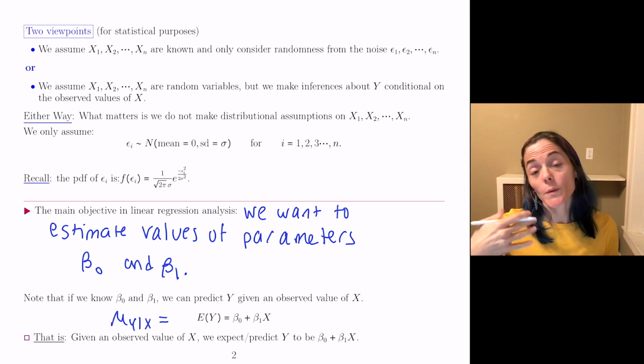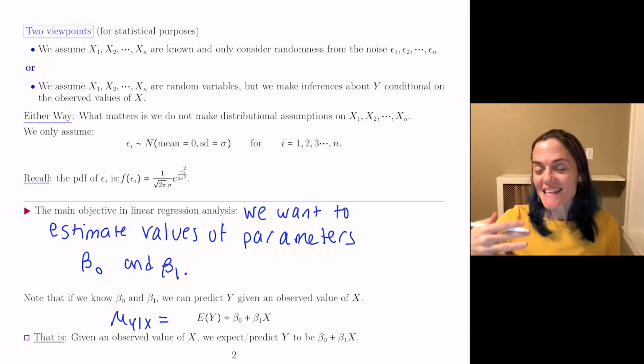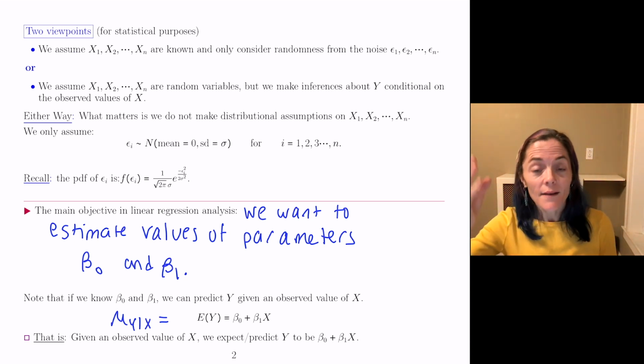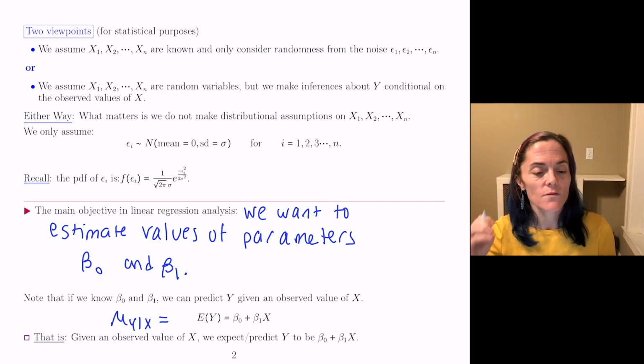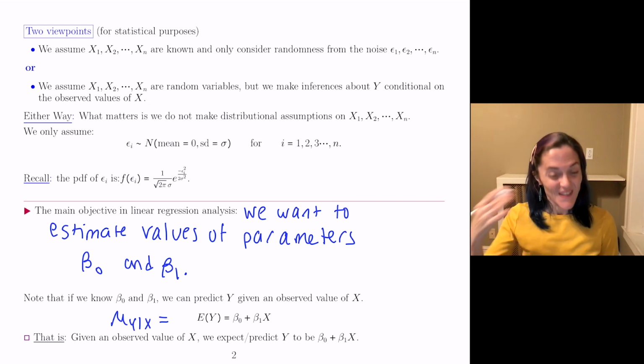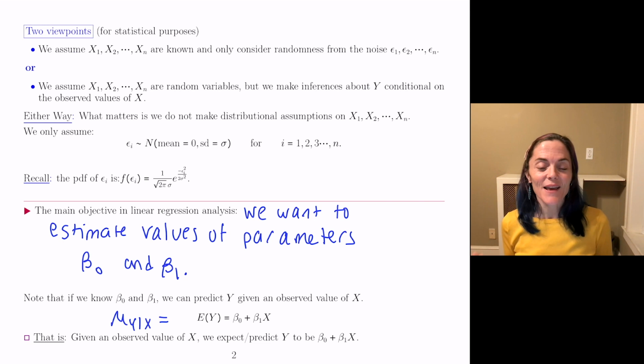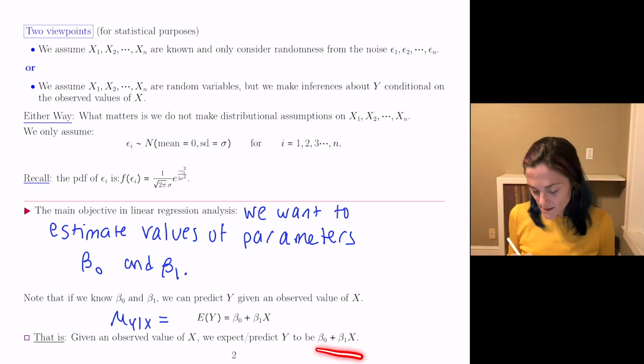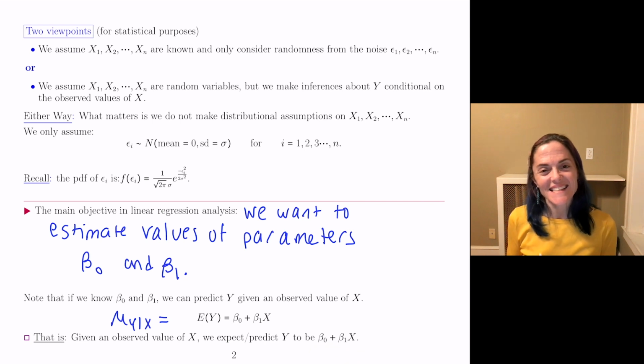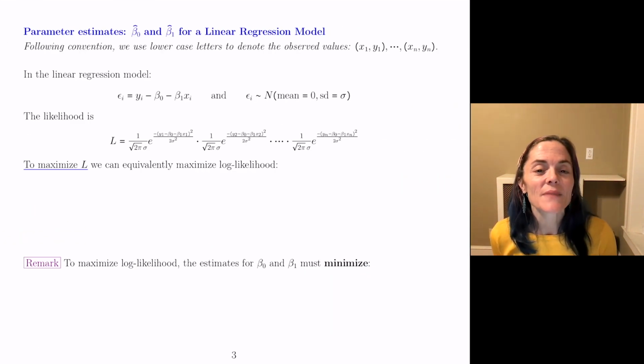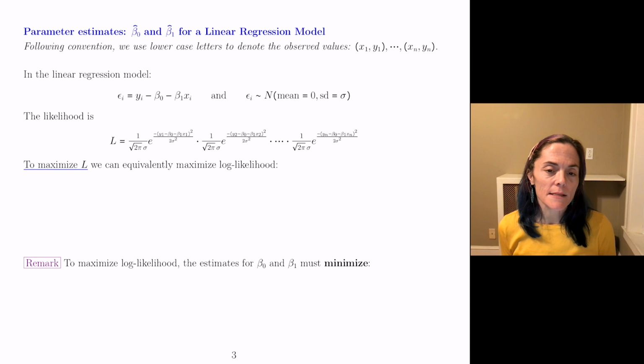But this is what we would predict y to be. At the same time, it's the mean of y given a specific x value. So that is, given an observed value of x, we expect or predict y to be this beta 0 plus beta 1 x. Now, let's talk about parameter estimates for a linear regression model.